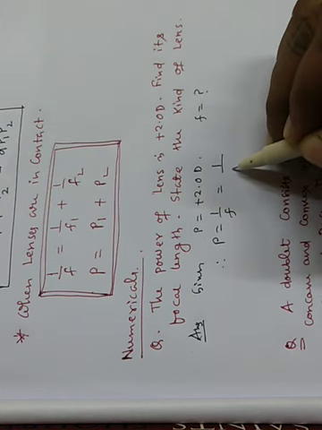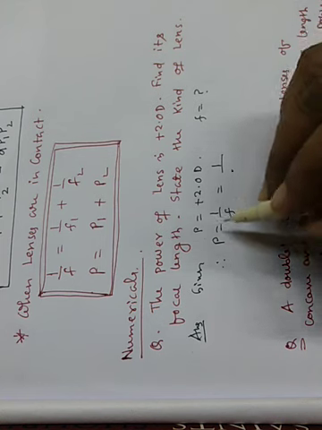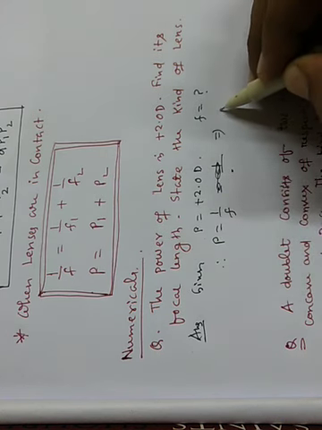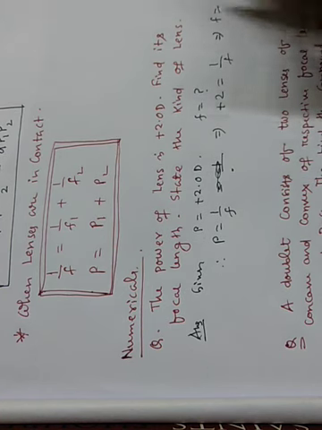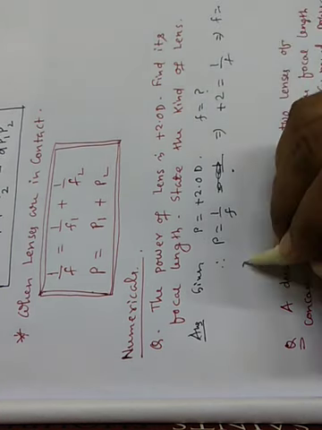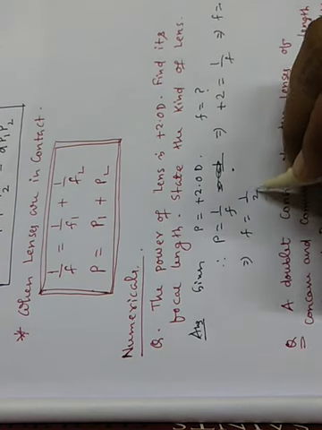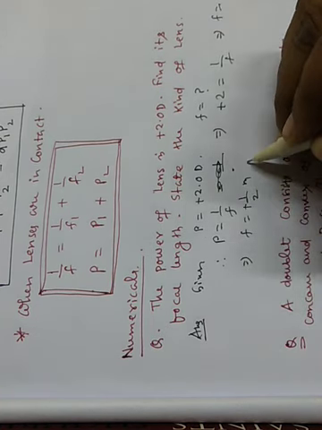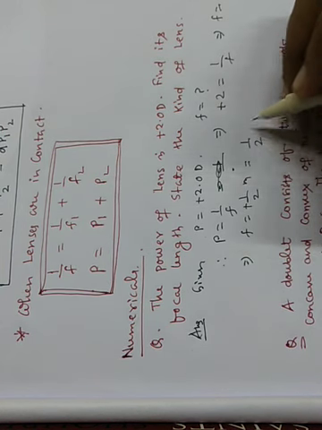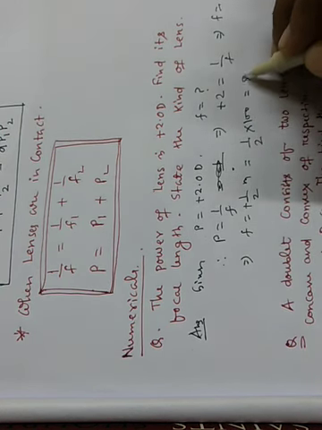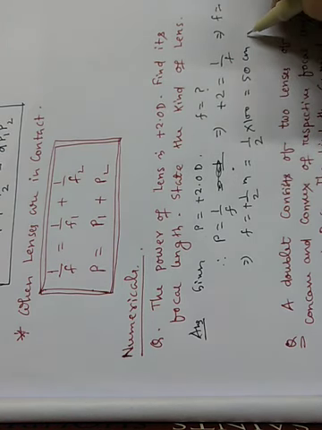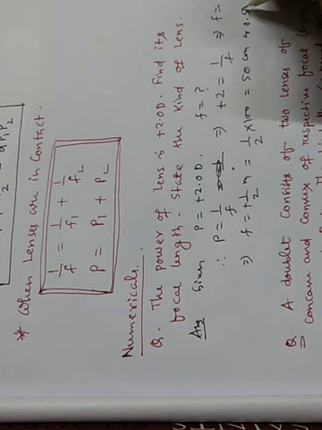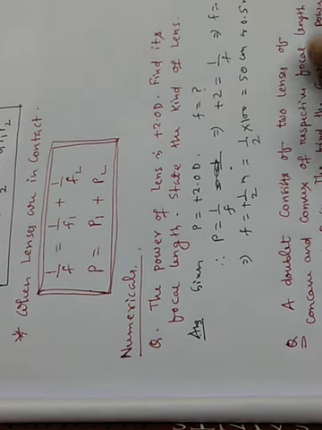That means plus 2 is equal to 1 by F, which implies F is equal to 1 by 2. What is the unit? Meter. If you want to convert it to centimeter, 1 by 2 into 100, it will be 50 centimeter. Or you can write 0.5 meter.